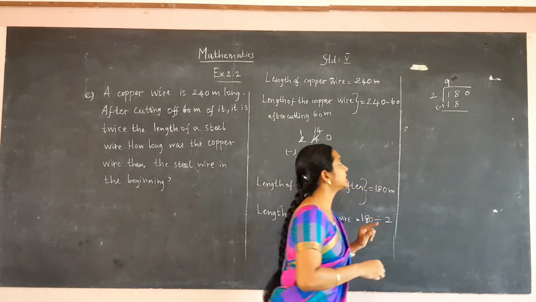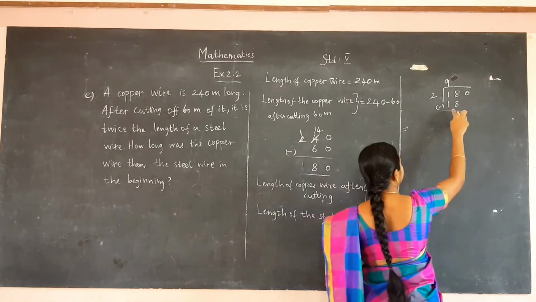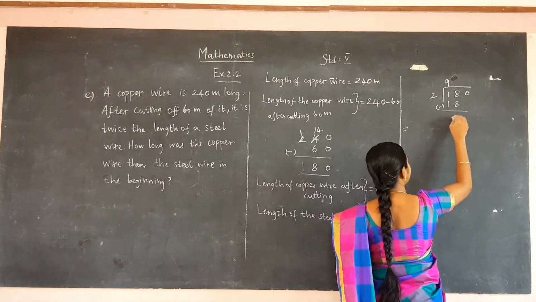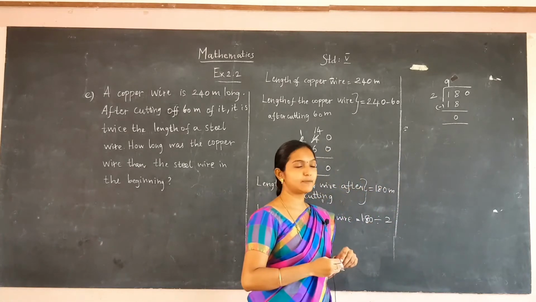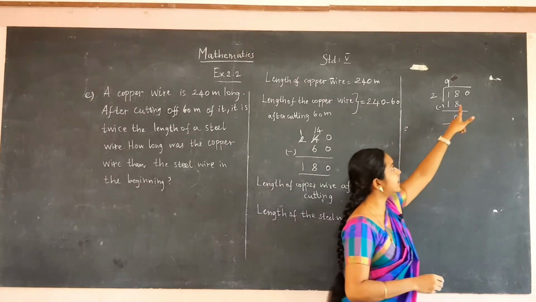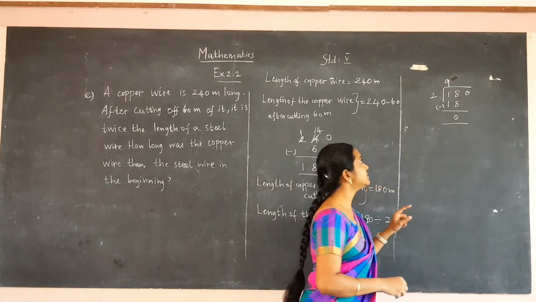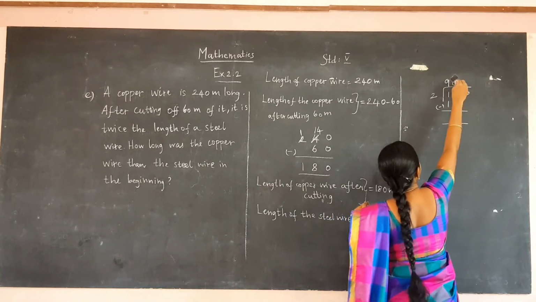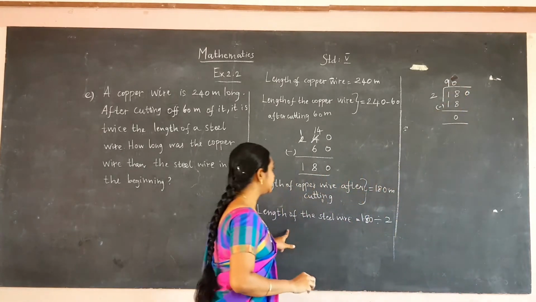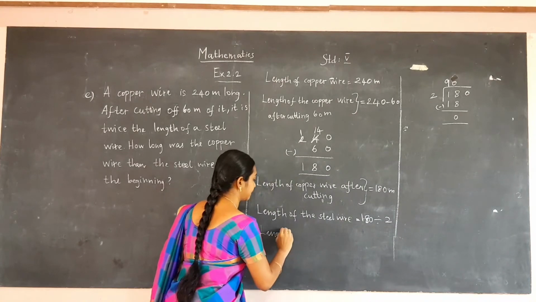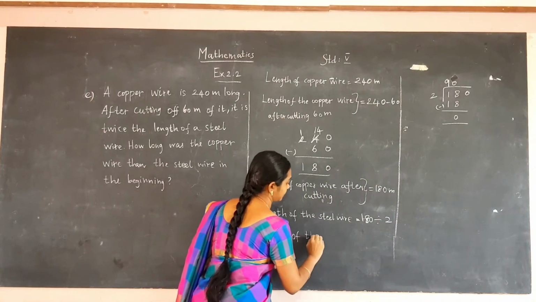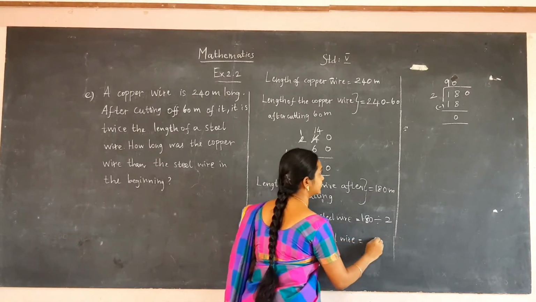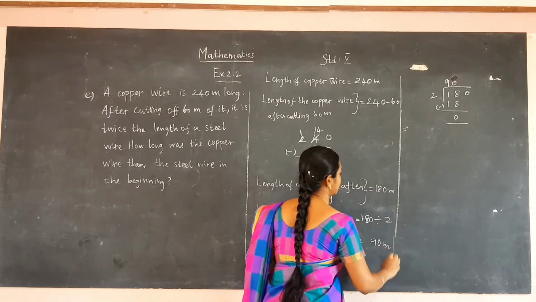Now we are going to subtract these two numbers. 8 minus 8 will be 0, 1 minus 1 will be 0. We have got remainder as 0, but we did not divide 0 here. We have divided only 18. So add 0 to the quotient. So we have got the length of the steel wire. Length of the steel wire is 90 meter.